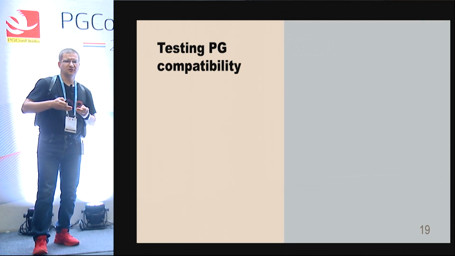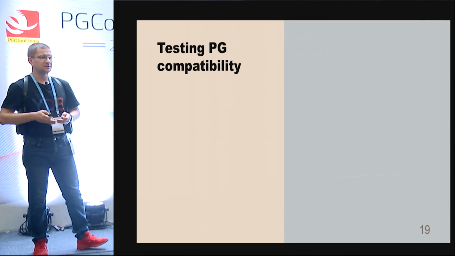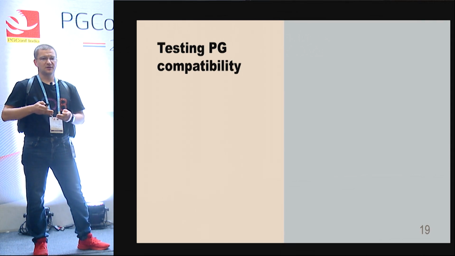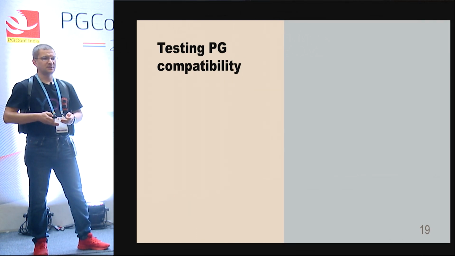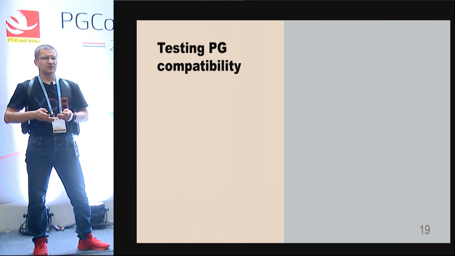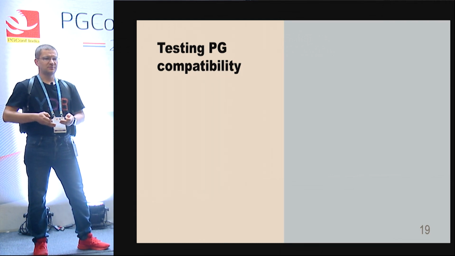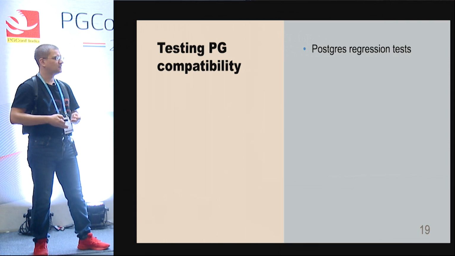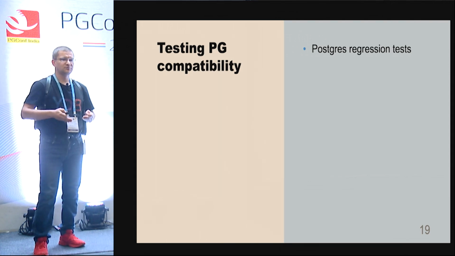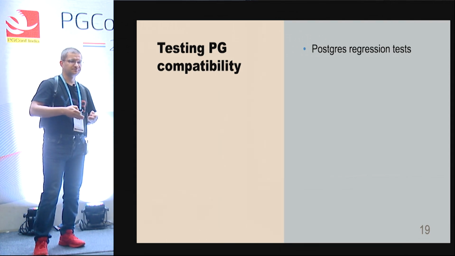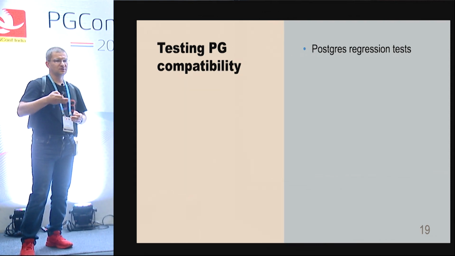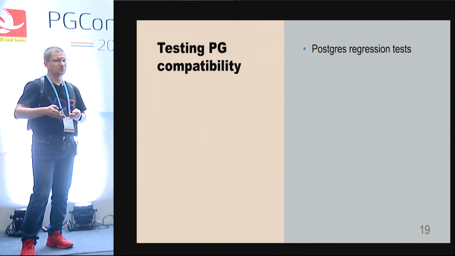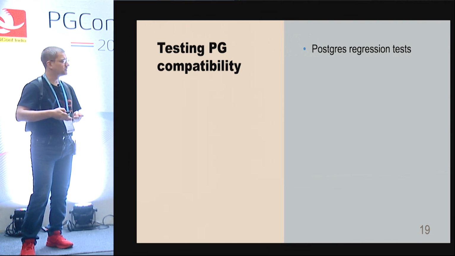We implemented some Postgres compatibility, but how are we confident that it is really compatible? We have several types of tests. At first, we reuse Postgres regression tests. We take the Postgres tests and run them for each pull request to the main branch.